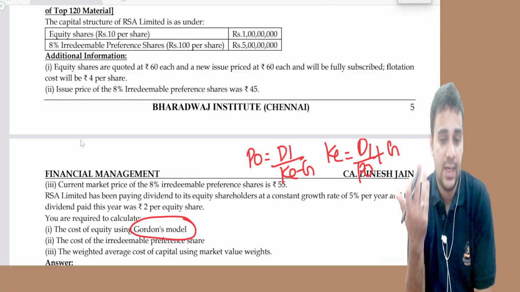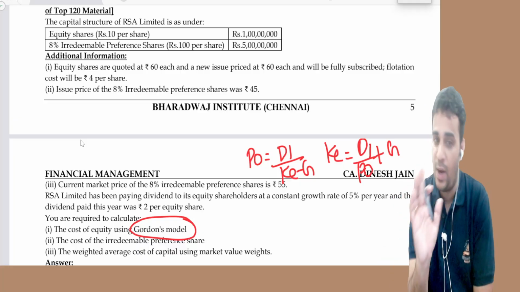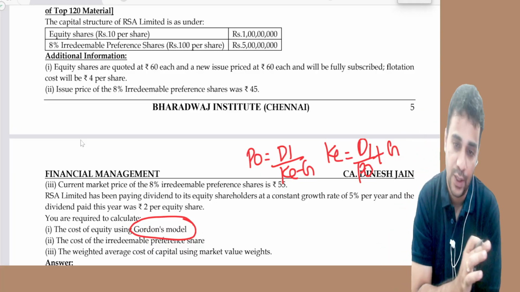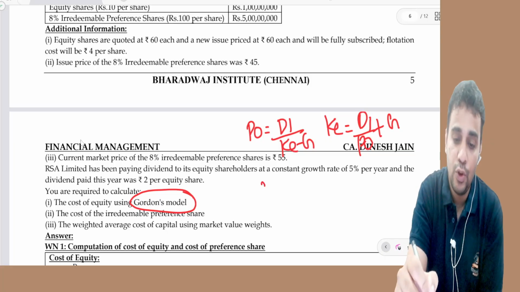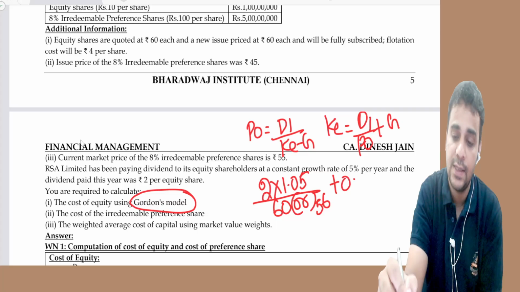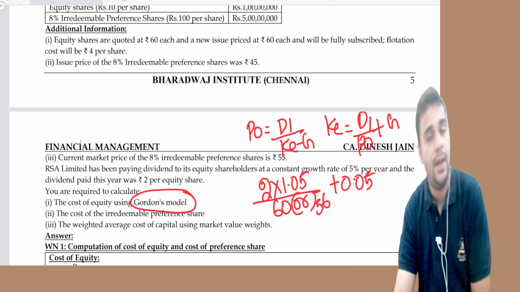Not sure what ICAI is going to consider in this answer. I have given two answers. One without considering flotation cost, second with considering flotation cost. So it can be 2 rupees into 1.05 considering growth divided by 60 or 56 plus 0.05. This is cost of equity.